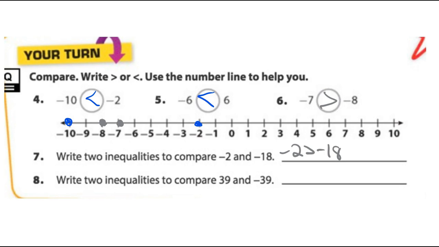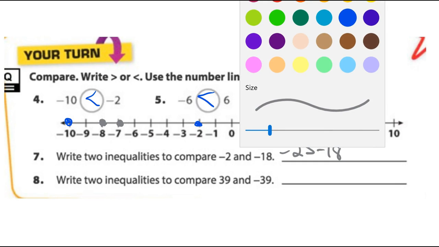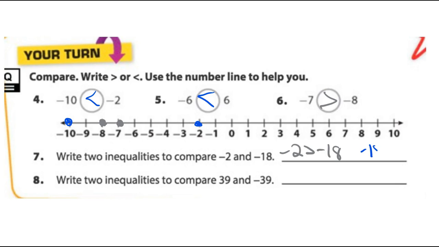That's one inequality. We could also say it the other way around. And we could say -18 is smaller than -2. Two inequalities, they say the same thing. They both use -2 and -18. Number 8, we have the same thing. Okay, we could say that 39 is greater than -39 because positive numbers are always bigger than negative numbers. Or we could say that -39 is smaller than 39.